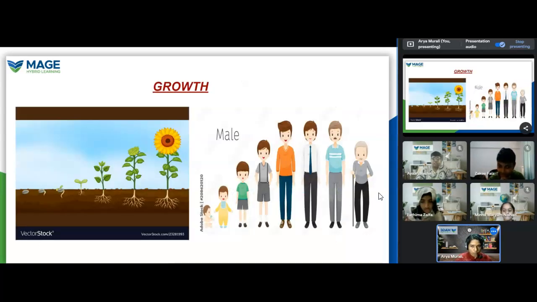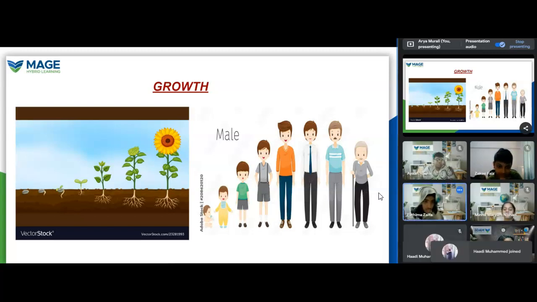Okay, so next one is growth. Here you can see the growth of human beings and plants. Is there any difference between these two growths? Humans, over time, become stronger, then they become weaker. But what about the plants? They also get bigger, but it takes more time than humans, right? Any other differences? The humans grow slowly and the plants grow faster.